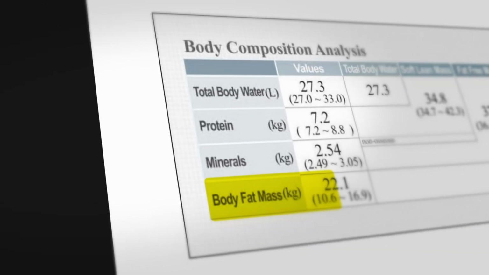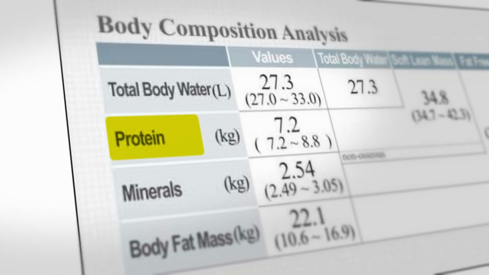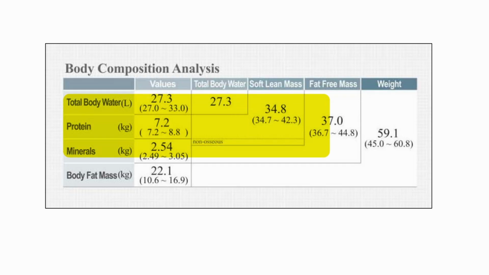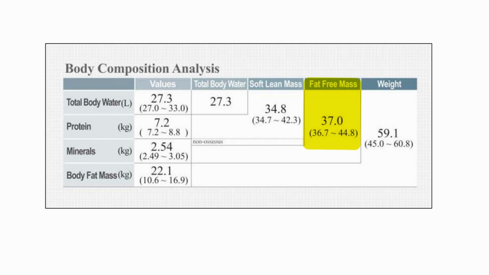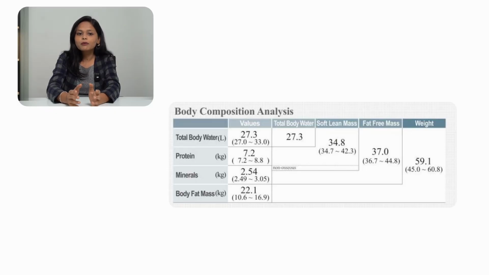Lastly, we have body fat mass. So if we add the total body water, protein plus minerals, we get the fat free mass. And if we add the fat free mass plus fat mass, we get the total weight of the individual. So the body fat mass is the total amount of fat present in kgs in the body. So again, we have to check the lower limit and upper limit. If someone has excess amount of fat in their body, then the person is considered obese. And to understand the fat to muscle ratio, we'll be studying the next part of the result sheet.